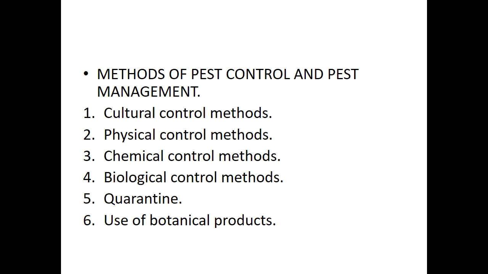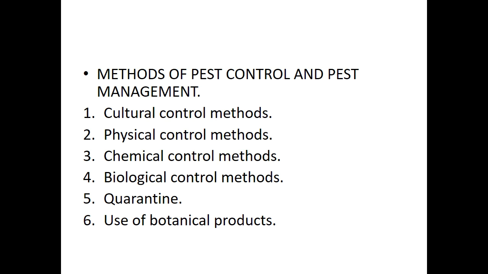Another method is the chemical control method. The chemical control method is one of the effective means of controlling pests. The chemicals used in controlling pests are known as pesticides. The chemicals usually work in different ways: as stomach poisons, contact poisons, fumigants, and nematicides.